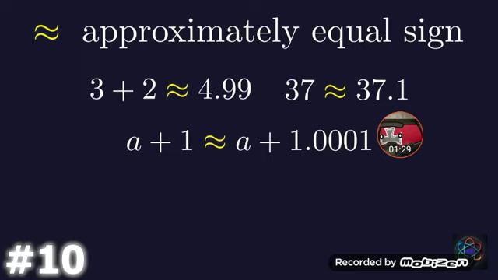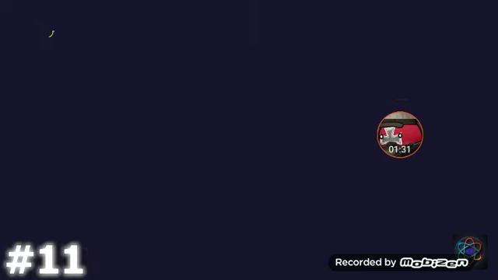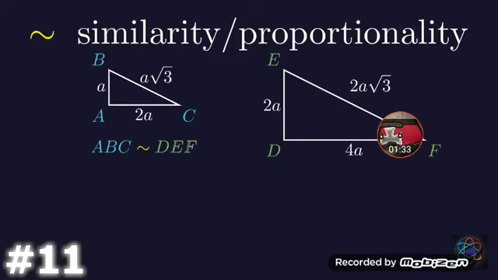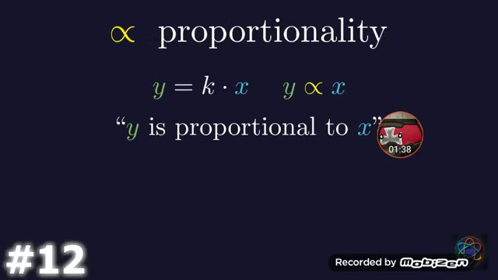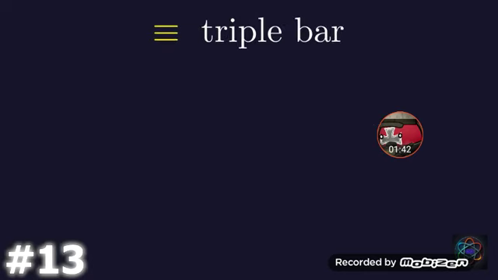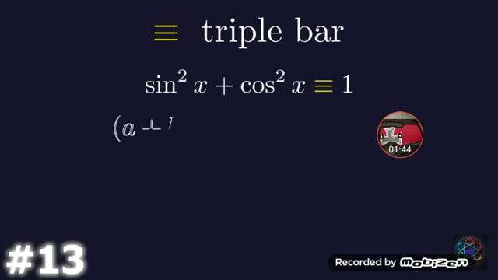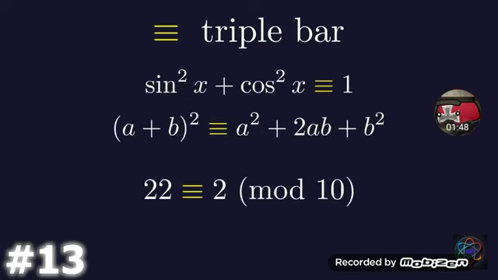Instead of approximately equal sign, we can also use tilde. Tilde also denotes similarity or proportionality. This symbol that looks like an unfinished infinity also represents proportionality. The triple bar or the equivalent sign can be used to denote an identity. But its more common use is to denote congruence in modular arithmetic.